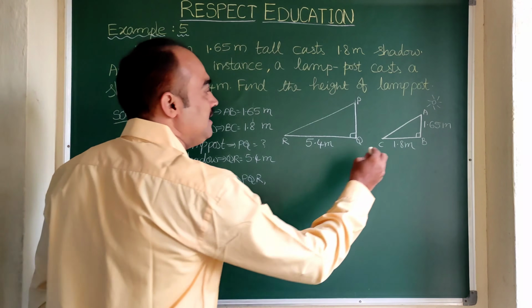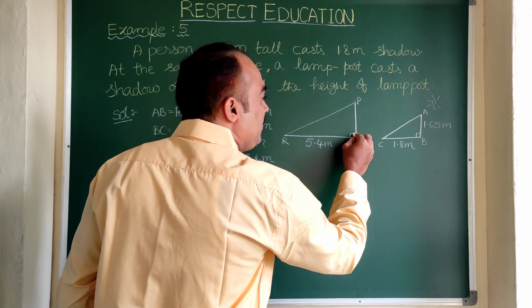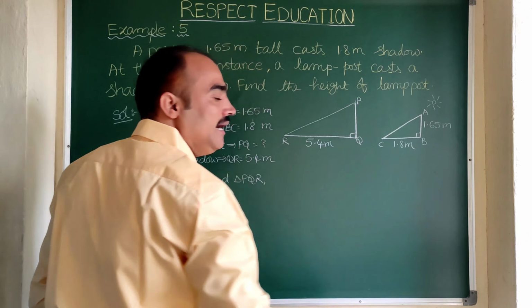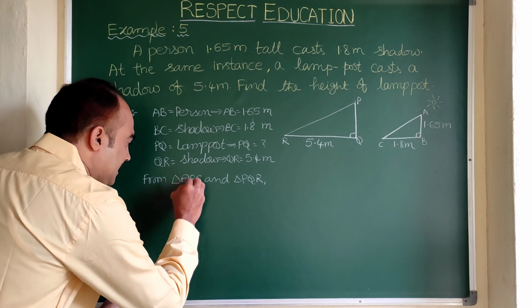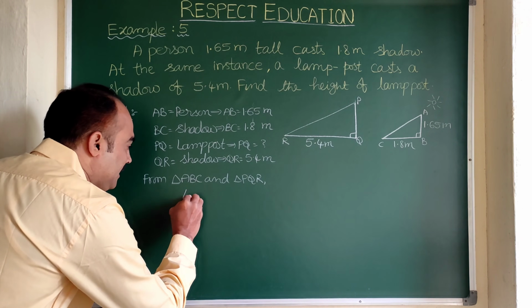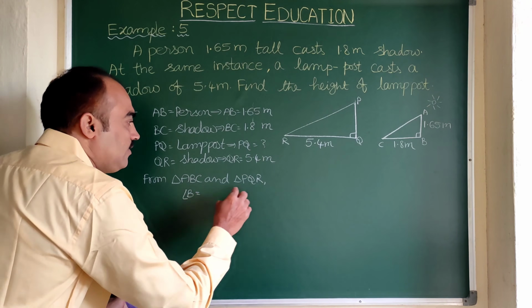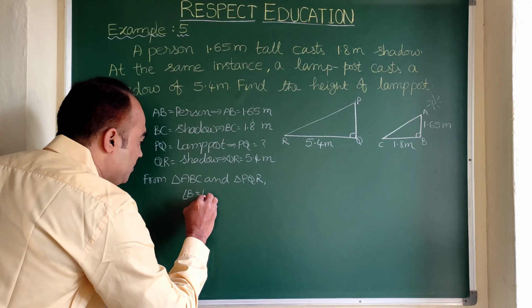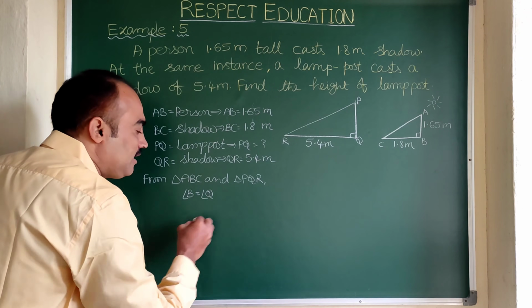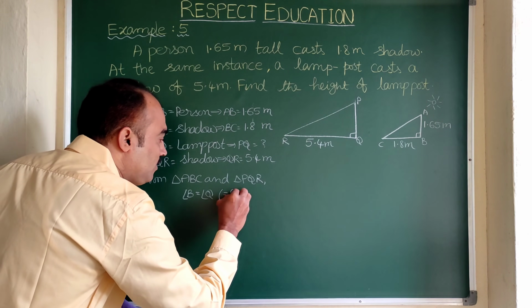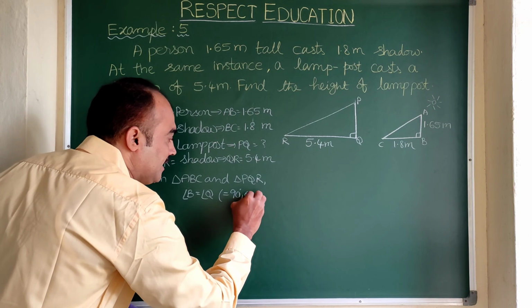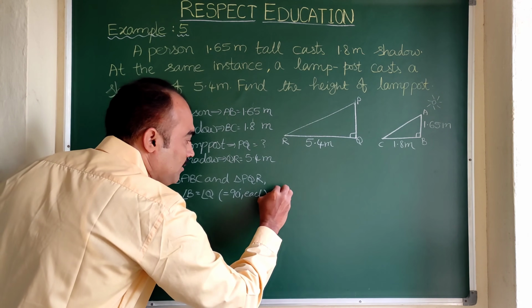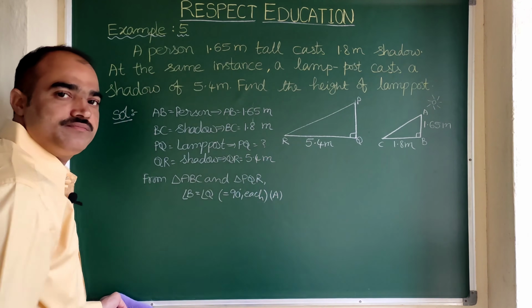So here in ABC, angle B, in PQR, angle Q, both indicate 90 degrees. So here we can write under ABC, angle B is equal to, under PQR I am writing the corresponding angle, that is angle Q. Both are equal, each one equal to 90 degrees. So 90 degrees each. This can be taken as an angle.